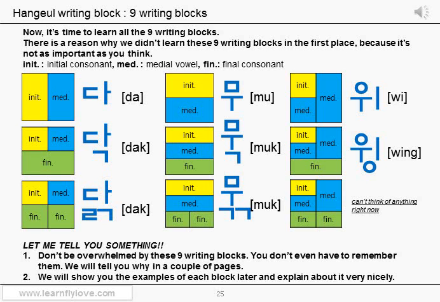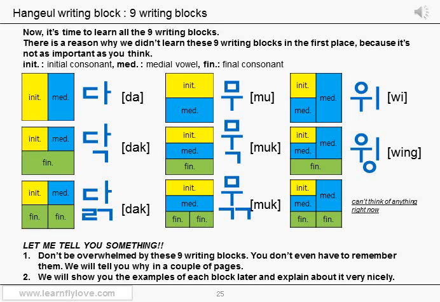There is a reason why we didn't learn these 9 writing blocks in the first place. Because it's not as important as you think. So we'd rather not waste our time explaining all these 9 writing blocks. But just take a look at them yourself. The yellow stands for the initial consonant, the blue is the medial vowel, and the green is the final consonant. We don't want to talk about this anymore. Let's go to the next page.